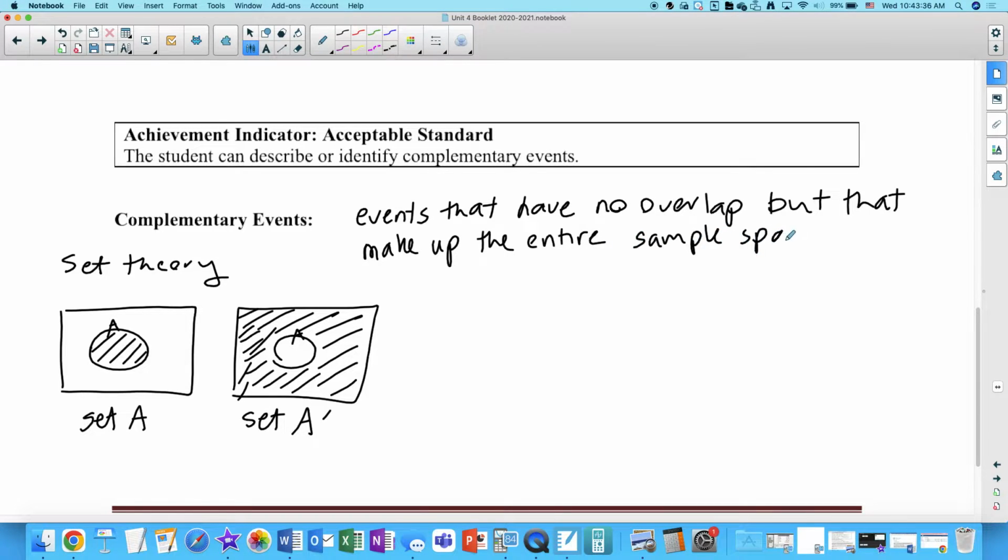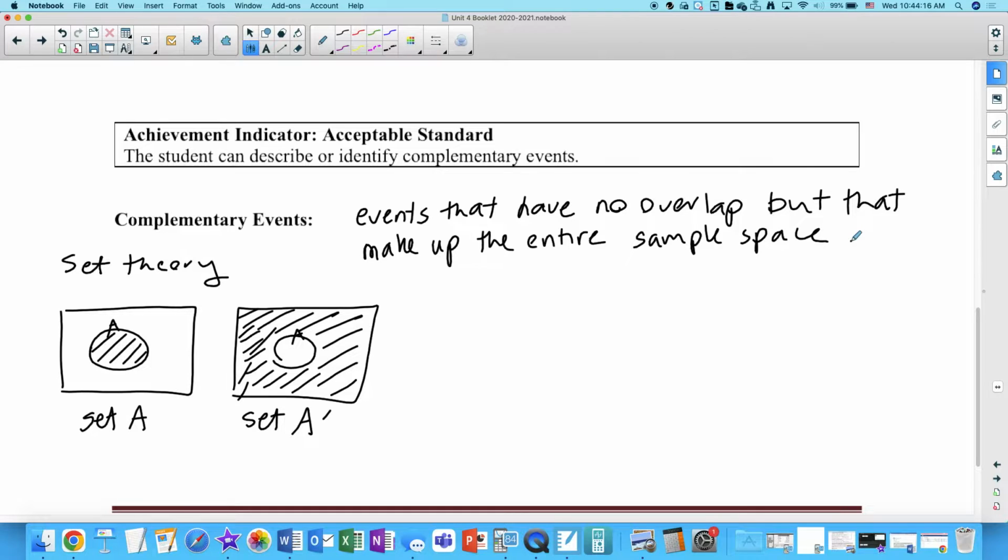Okay, so for example, these two pictures, right? There's no overlap between the two things that I've colored in, but if you were to overlay one on top of the other, the entire Venn diagram would be colored in. So there's no white space left over, okay? Remember that in set theory, you can describe complementary events by taking one event and putting the word not in front of it. So, for example, rolling an even number, not rolling an even number. Those are complementary events.